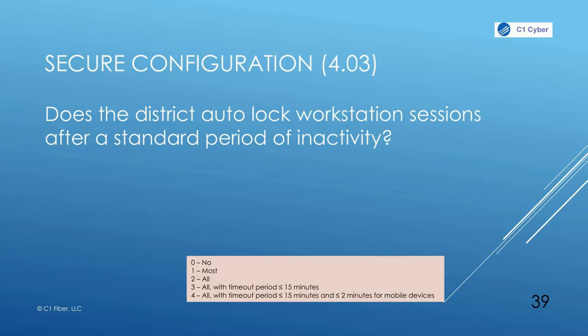Score 3 if your organization auto-locks all sessions after 15 minutes or less. And 4 if your organization auto-locks all sessions after 15 minutes or less and 2 minutes or less for mobile devices. Pause the video now in order to consider and record your answers before continuing.